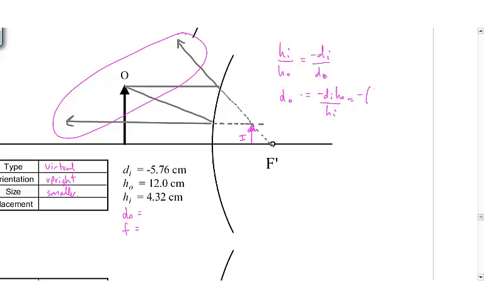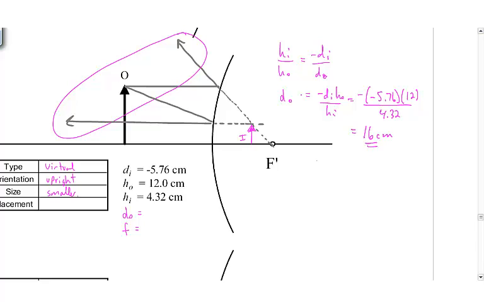The distance to the image is the negative 5.76. Height of the object is 12. Height of the image is 4.32. It's important that you keep those negatives in with the numbers because you can see that that negative times a negative becomes a positive. Type that in and you'll find that comes out to 16 centimeters.